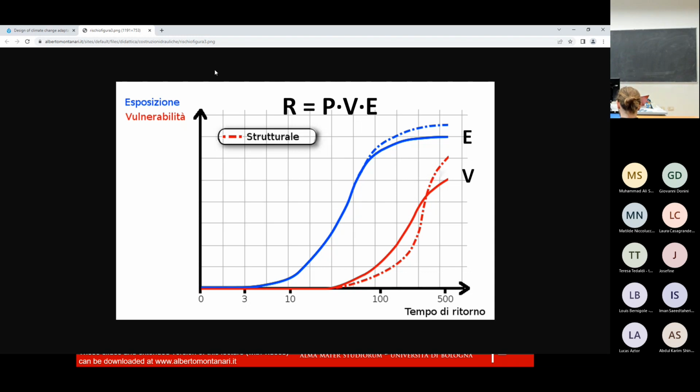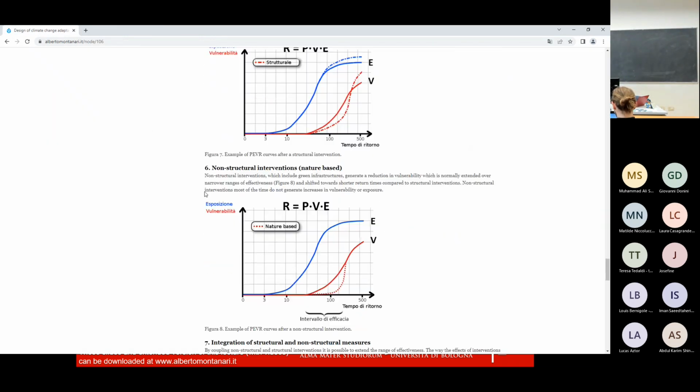Okay, now next one, because this refers to structural intervention. And what about non-structural interventions? Let's focus on this.